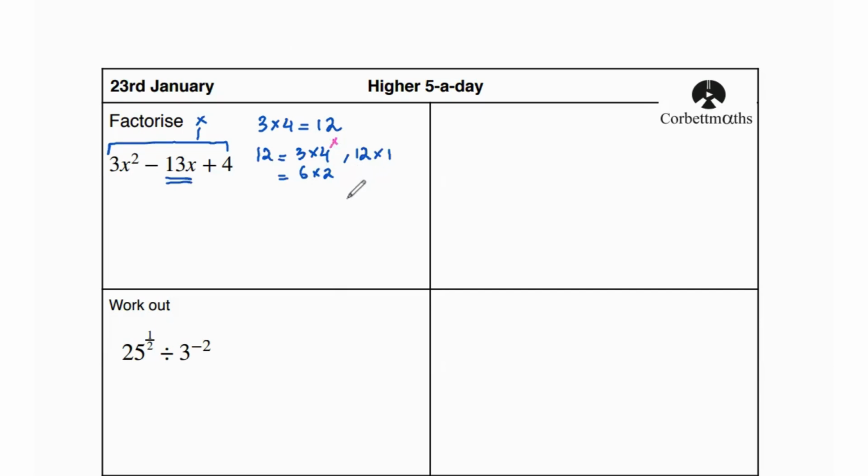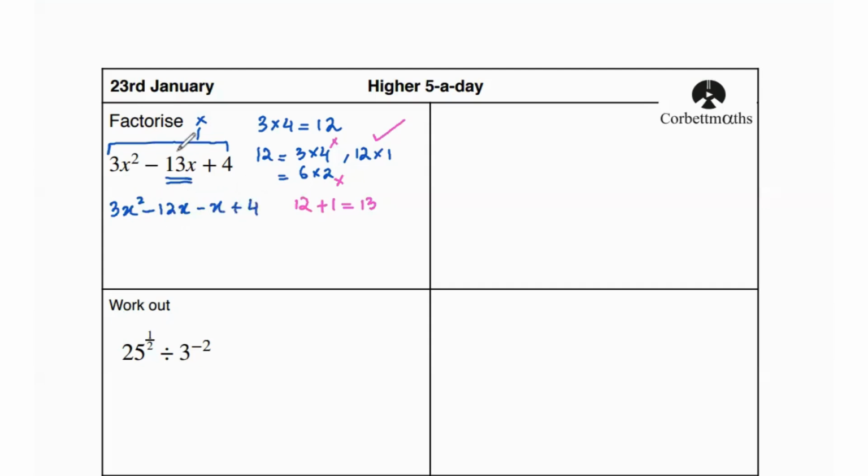6 plus 2 is 8, and 6 minus 2 is 4. So that's again out of our options. 12 plus 1 is 13, and 12 minus 1 is 11. Since 12 plus 1 is 13, we pick 12 and 1. So now you're going to replace the middle term, which is the 13x term, with the chosen factors. So that's going to be 3x squared minus 12x minus x plus 4.